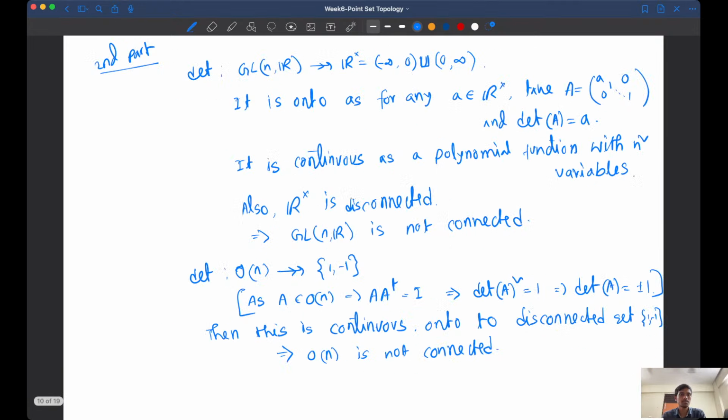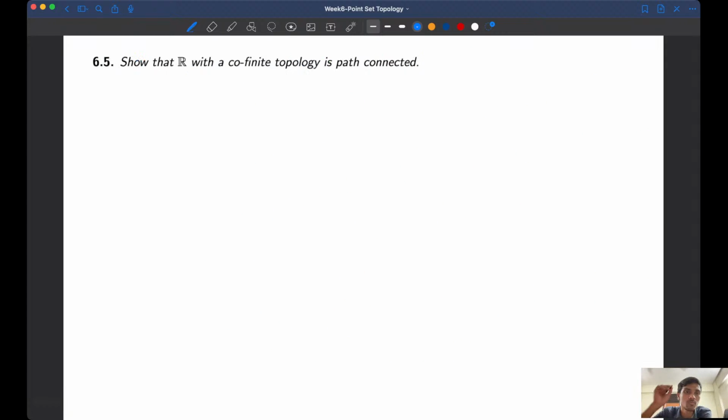Okay, next we come to a particular case. Suppose for the real numbers you consider R with cofinite topology, then R with cofinite topology is also path connected. In the usual topology, R is also already path connected, but even if you take it with cofinite topology, then still R is path connected.